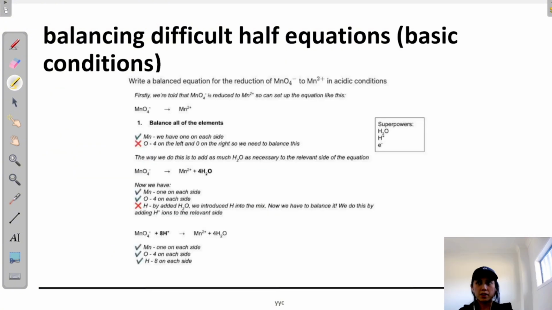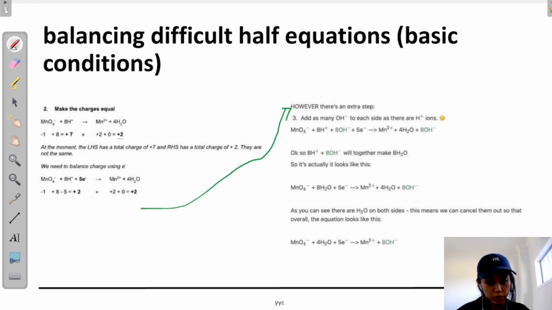Okay, if you have to balance out half equations in basic conditions, so you can see how I've done the same thing, but let's just pretend that instead of acidic, this says basic. Okay, you notice you do exactly the same as before. Balance out the elements, so using water to balance out the oxygens, balance out the hydrogens by adding hydrogen ions, balancing out the charge by using electrons, right? But you notice that because we use hydrogen ions for acidic conditions, there's just a couple of extra steps. Do it as you would normally do it, and then at the end, do this.